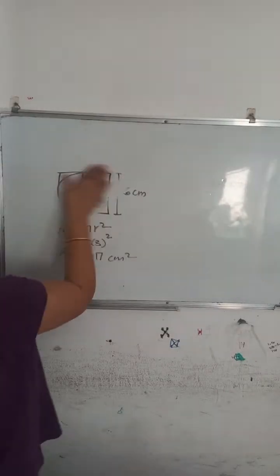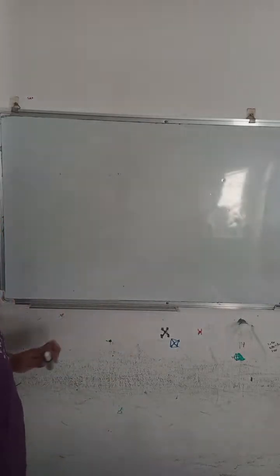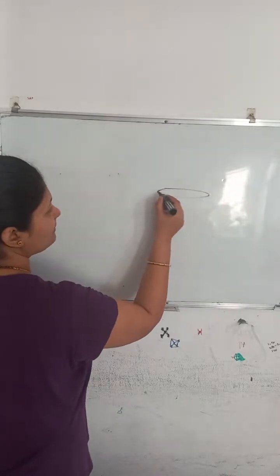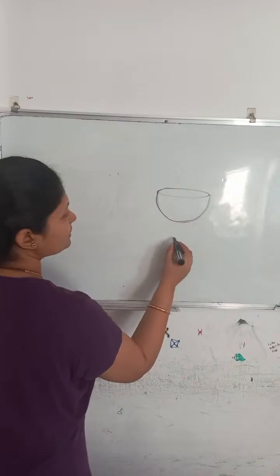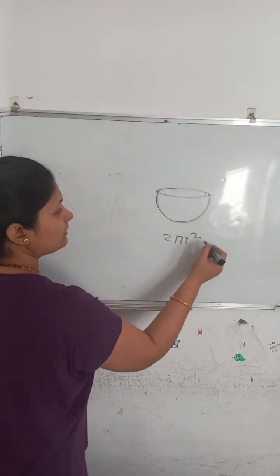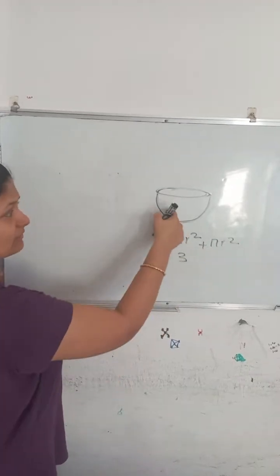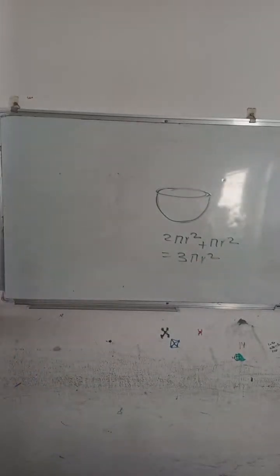Once you are cutting that surface into two equal parts, they are getting divided into two. But if I take one hemisphere, the CSA is 2 pi r square, and this circle is also there, that is one more pi r square. So the total surface area of this hemisphere is 3 pi r square. Can you get my point?